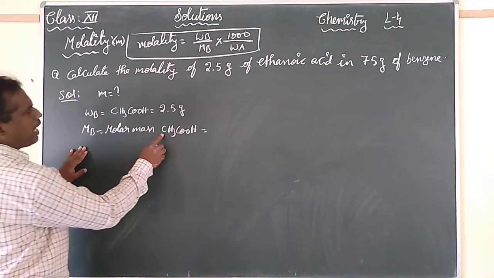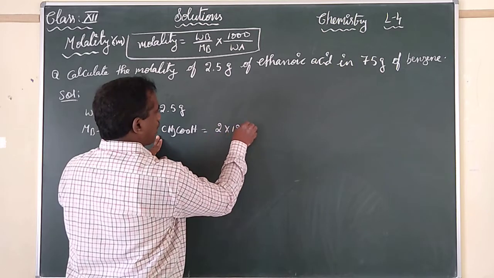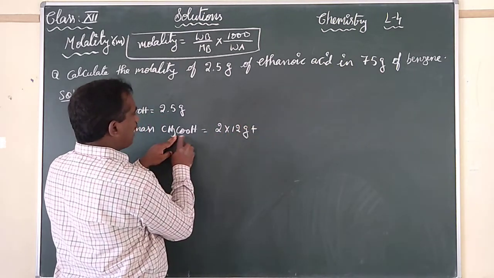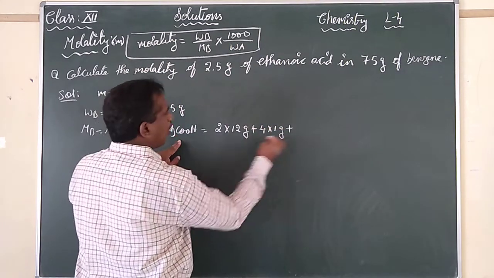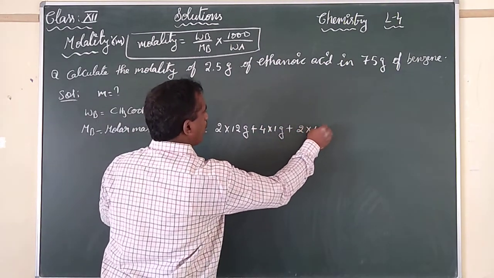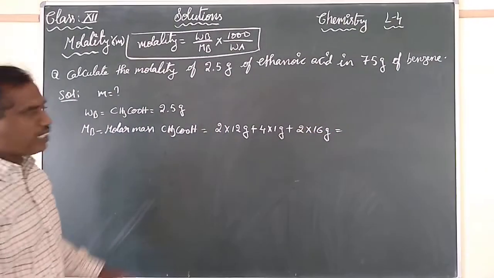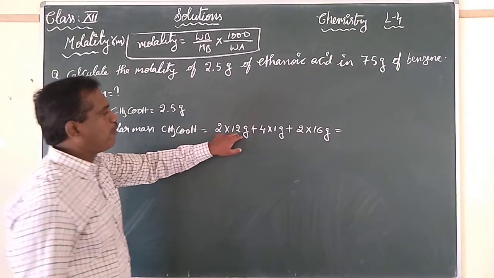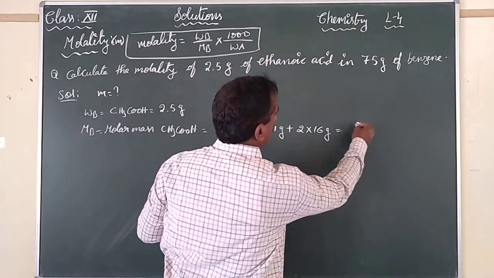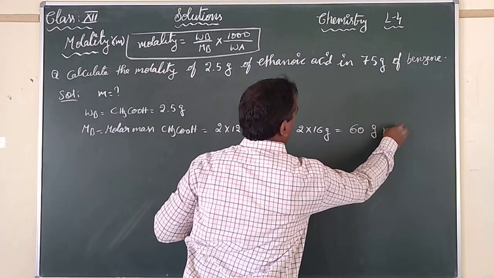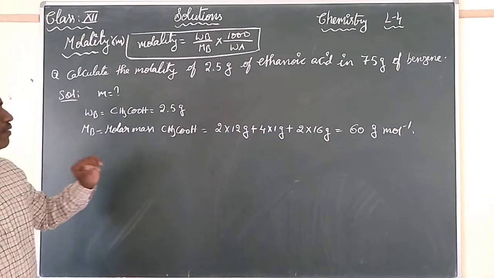How many carbons are there? 2 carbons are there. So 2 into 12 grams plus hydrogens are 4, 4 into 1 gram, plus oxygens are 2, 2 into 16 grams. How much are we getting, children? The molar mass: 2 into 12 is 24, plus 4 is 28, plus 32 gives 60 grams mole inverse. 60 grams mole inverse is the molar mass of ethanoic acid.